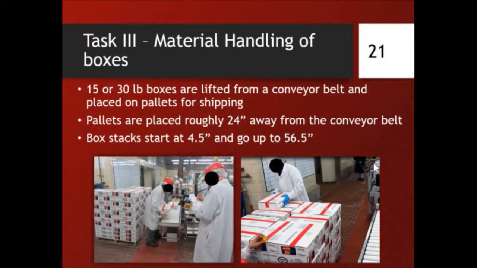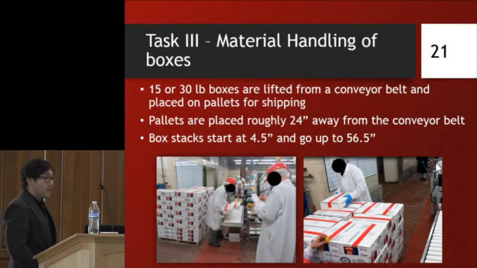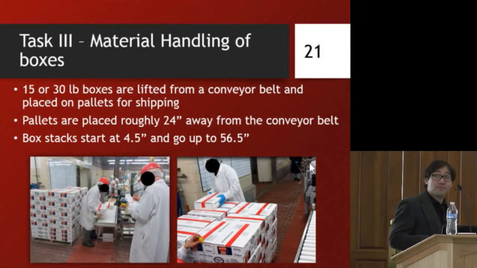Finally, our third task involves manual material handling of 15 and 30-pound boxes. The boxes are lifted from a conveyor belt behind the worker and then placed on a pallet 24 inches away. It's important to note that there's very little operating room in between the conveyor belt and the pallet. The boxes are stacked between 4.5 inches all the way up to 56.5 inches.